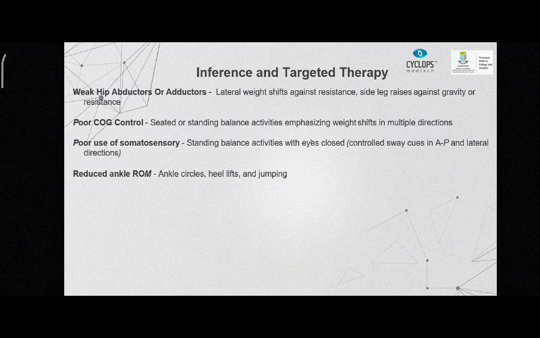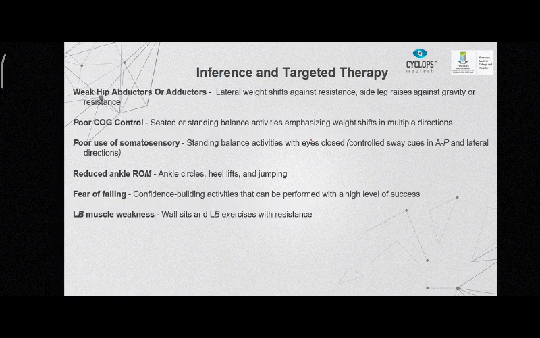For reduced ankle range of motion, we can give him ankle exercises. For fear of falling, we can give him confidence building activities, and we can actually place a mirror in front of which the patient can stand, and he can get real-time feedback that okay, I am able to do it now, next time also I can do it. So this can-do attitude will also build up, so the confidence will build up.